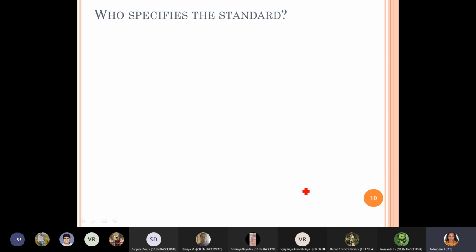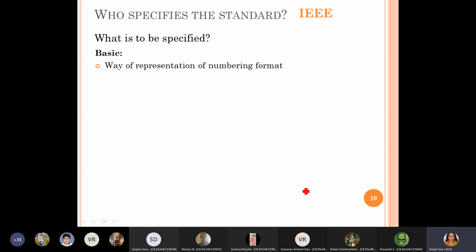Okay, now here comes who specifies this standard. I already told you it's IEEE. For every field there will be a separate organization to set the standard. Like in medicine, there will be a separate entity to specify these standards. Here, in the case of technology, IEEE specifies the standard. What they specify is the complete protocol, what should be involved.